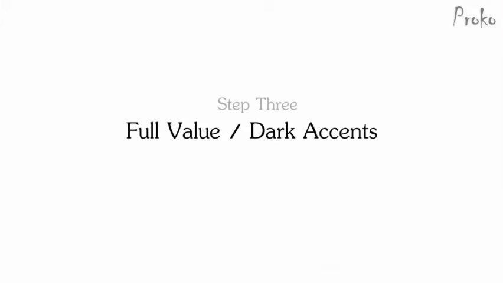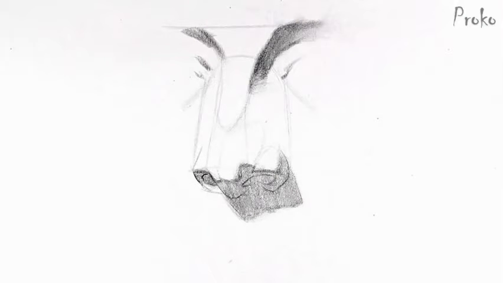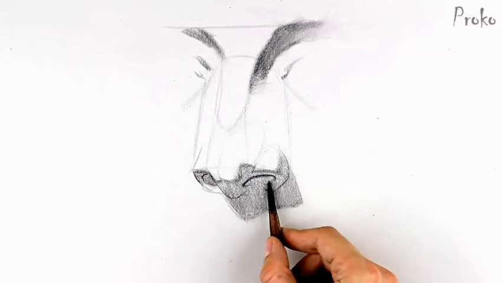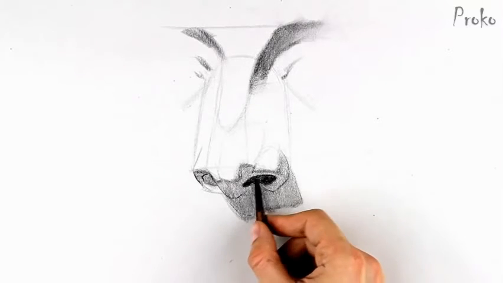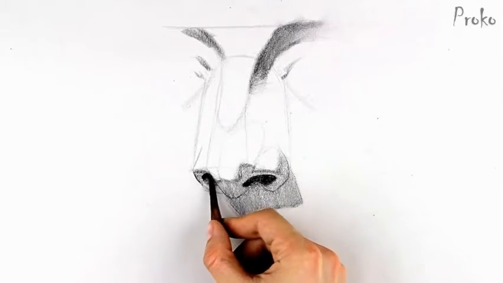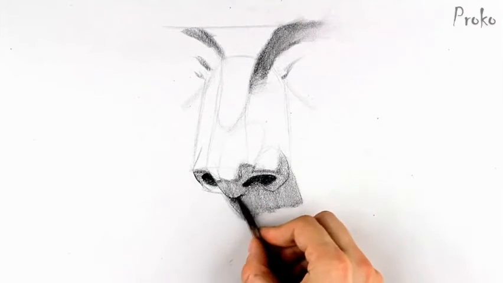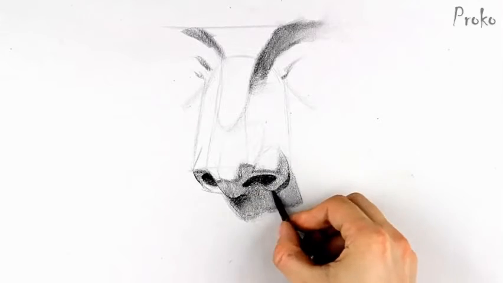Defining the full value with dark accents. In this drawing, there aren't too many dark accents, so this step will be fairly quick. The deep holes of the nostrils receive no direct light and very little reflected light, so they will be very dark. Then, as the septum and wings curl under, there'll be some dark in those creases.